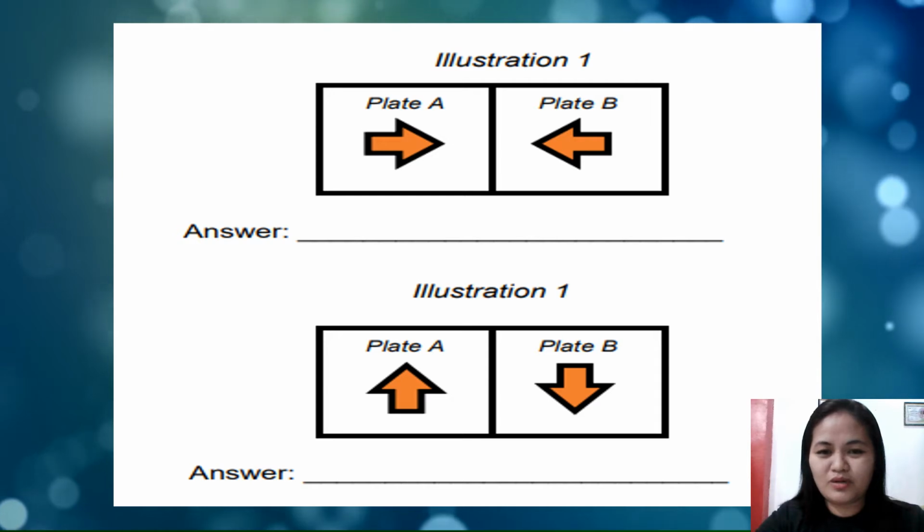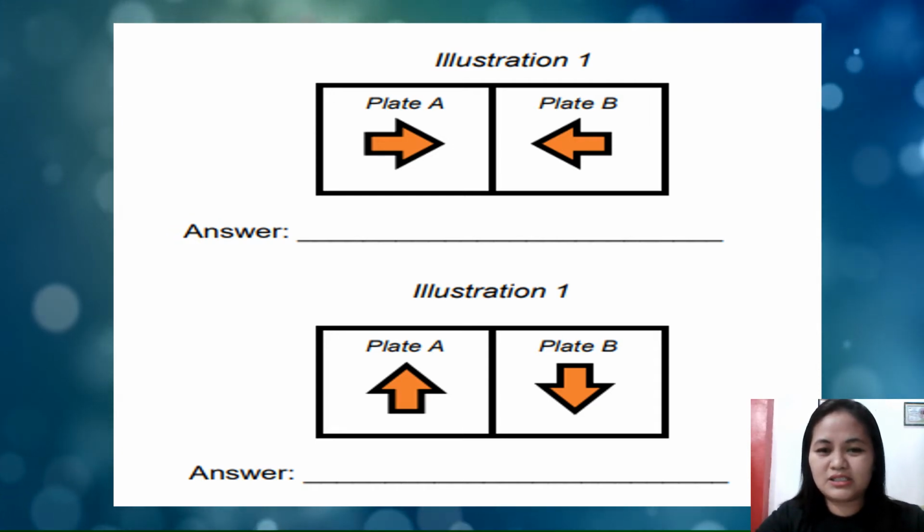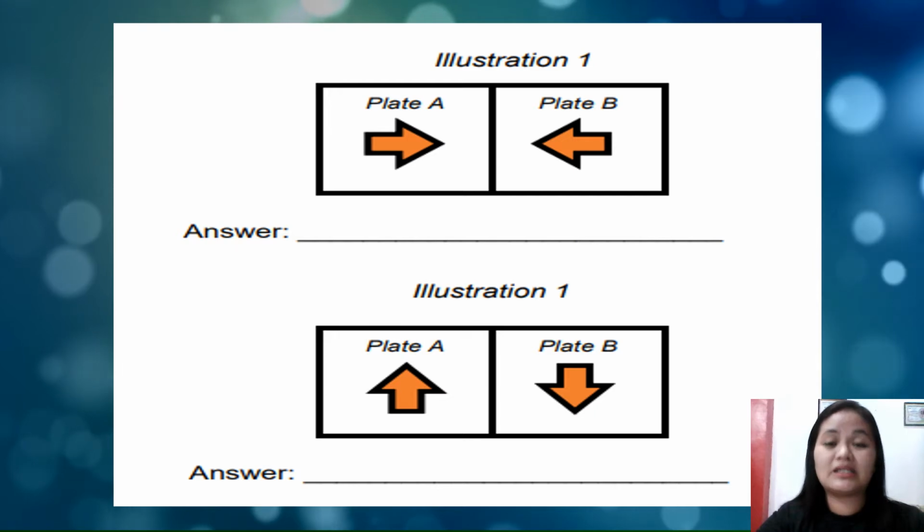Mag-eyeball sila. Kumbaga sa meeting sa ka-textmate. Sa textmate, yon.